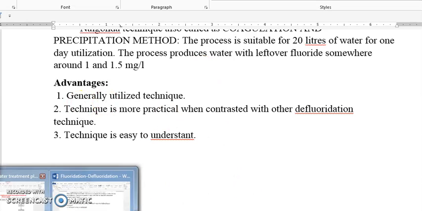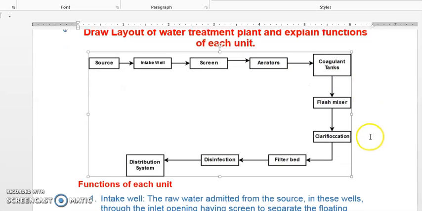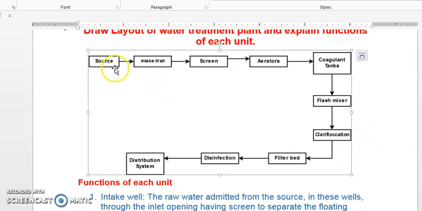Now there is one more small topic which I want to tell. In the exam they will ask, draw the layout of the water treatment plant and explain the functions of each unit, right? You can see here, this is just a simple block diagram. Source of the water, then intake structures, the intake well, whatever you are providing. About this we'll see in detail later on.